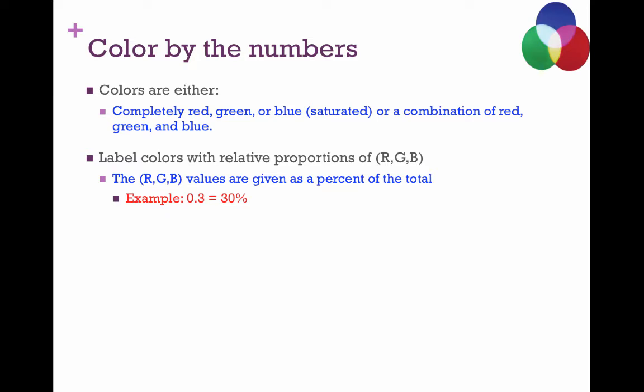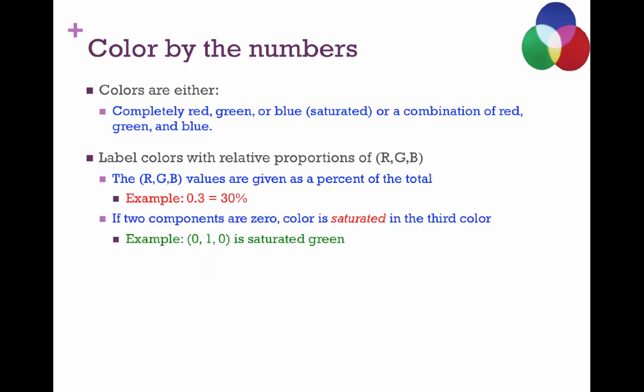All right, so we're going to label our colors with their relative proportions of red, green, and blue. So R, G, and B, we'll write each R, G, or B as a percent of the total. Let's give an example here. Well, that's not a terribly exciting example. 0, 1, 0 means 0 red, 100% green, and 0 blue, which is saturated green.